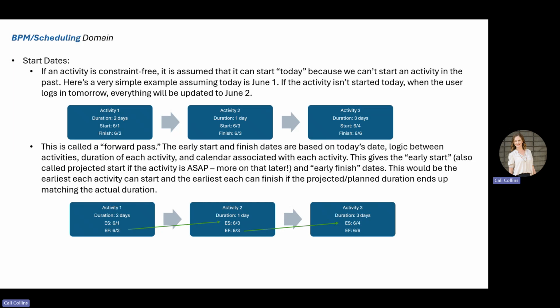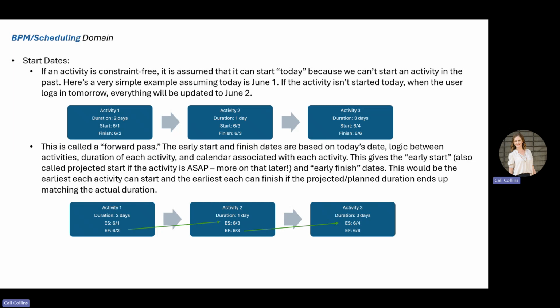So here's a very simple example. In these examples, we're going to assume that today is June 1st. And when you see the dates on here, that is month and then day. In the actual system, it's written as day/month with 3 letters, just to make sure we're clear on whether that is June 1st or if that was January 6th, depending on where you're located in the world. For the examples in this slide deck, that is June 1st, month, day. So if the activity isn't started today, when the user logs in tomorrow, everything's going to be updated to June 2nd. So it automatically maintains that the planned start date for that first activity is today.